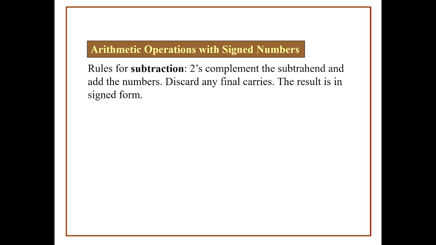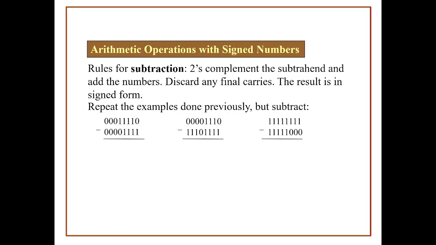Subtraction for arithmetic operation with signed numbers. Rules for subtraction: 2's complement the subtrahend and add the numbers. Discard any final carries. The result is in signed form. So repeat the example done previously, but this one is a subtraction. Same concept using subtraction.